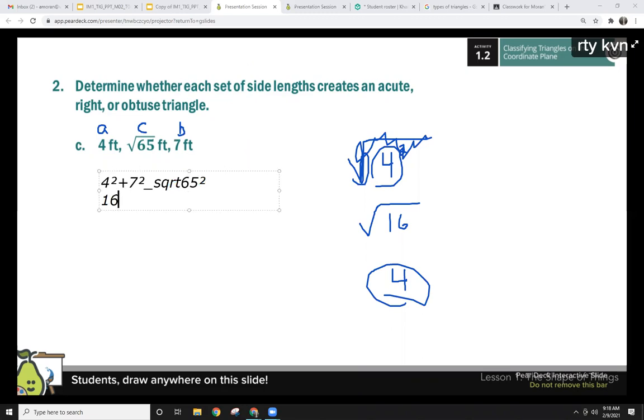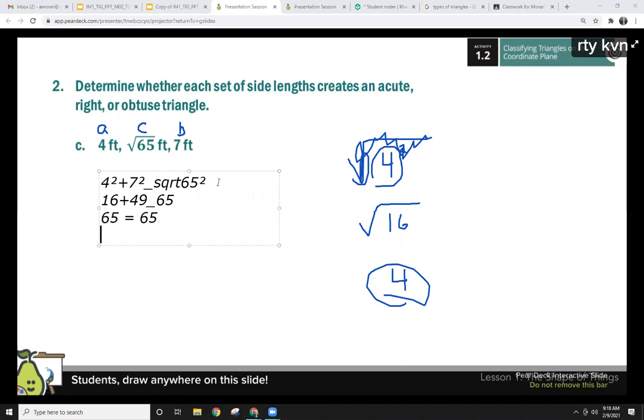So 4 squared is 16, plus 7 squared is 49, and compare that to 65. So 16 plus 49, I think it's 65. So we got 65 is equal to 65.